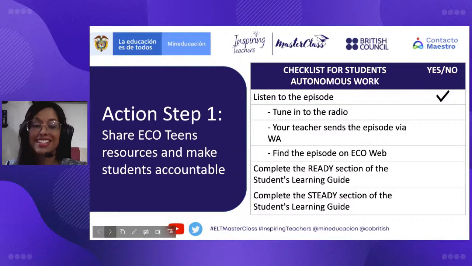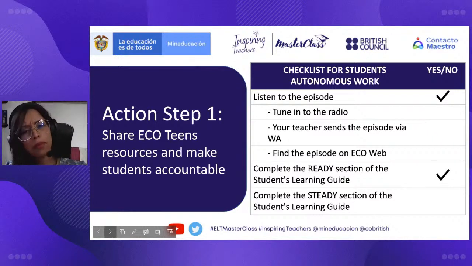The most important thing is that we can share it with our students, and from the student's perspective, they can check it off and say, yes, I listened to the episode or the segment, depending on the activity that you decide to do. The second thing that they can do before the class is complete the ready section of the student's learning guide. Remember that that learning guide is divided into 3 parts: ready, steady, go.